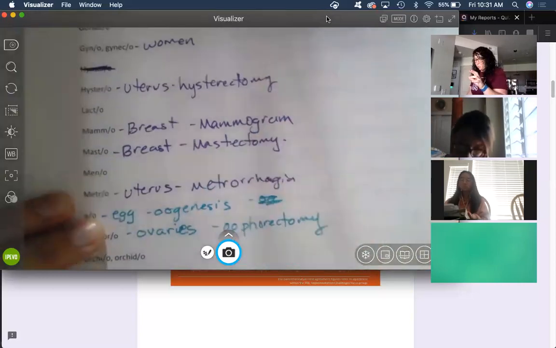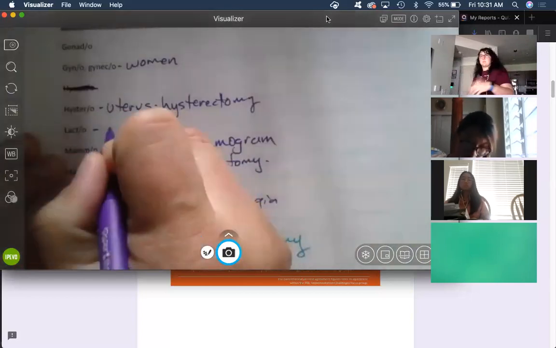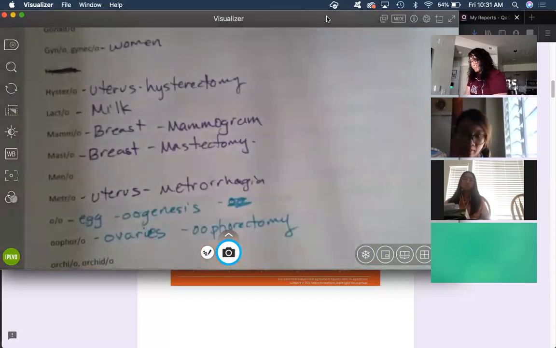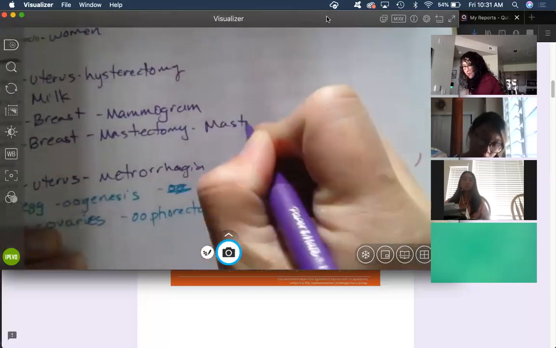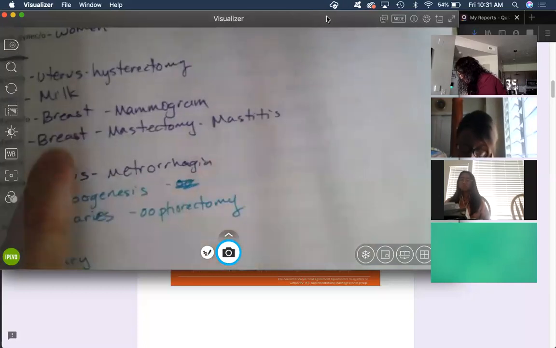So we know that one of the functions of the breast is to produce milk, and we already know lacto is milk, right? We learned that one already. During or after childbirth, once the baby is born, the breast will begin producing milk, and that's because of prolactin, remember that hormone we talked about, PRL. What can happen is that they actually can get an infection in the breast during breastfeeding. It's called mastitis. I've heard it's horrible, but that's what mastitis is. It's an infection in the breast caused by breastfeeding. It's not super common, but it does happen.